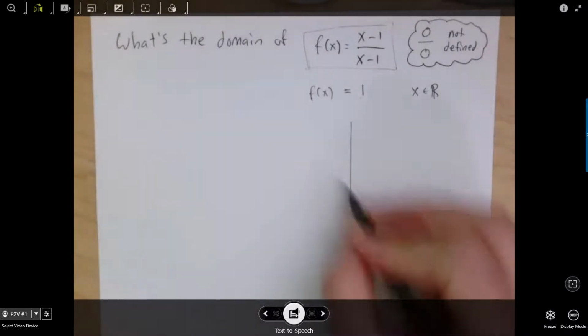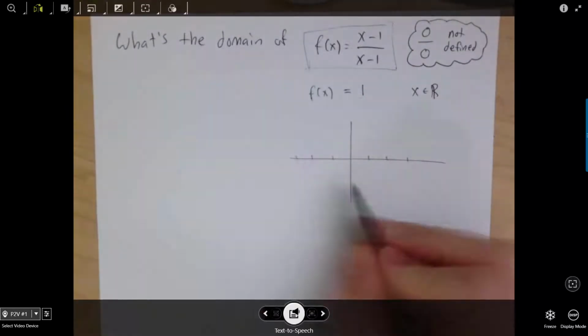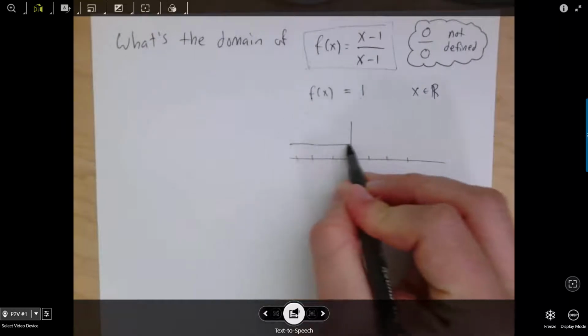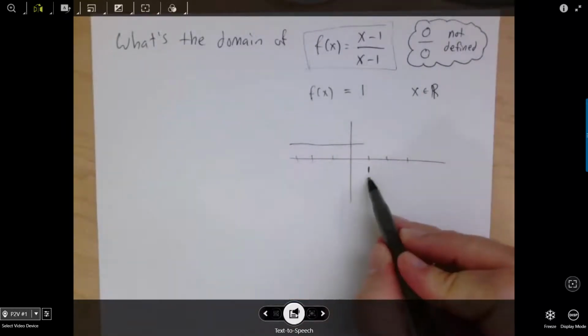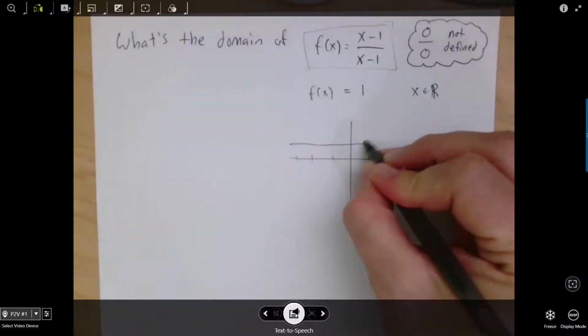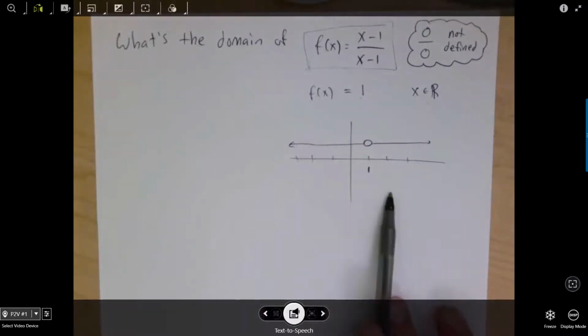If you were going to imagine what the graph looks like, you could choose any values you want along the x-axis, and you're always going to get a y value of 1, unless you choose the x value 1, which produces 0 over 0, and so that gives you a hole in the graph. So here's the graph of the original function.